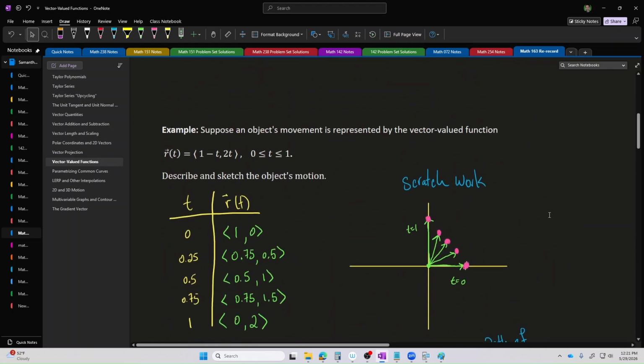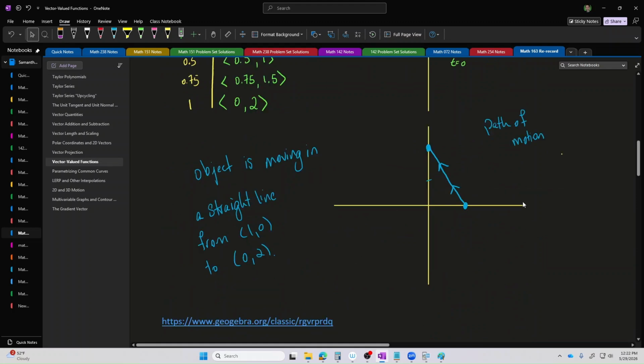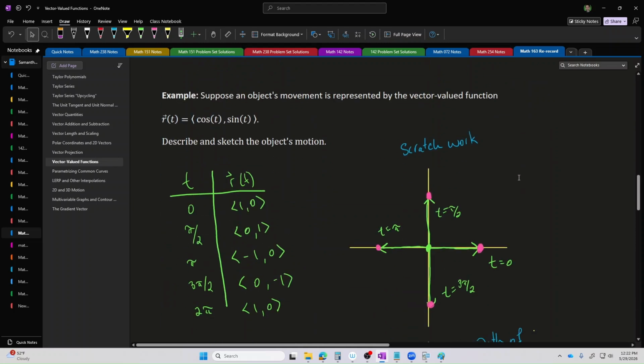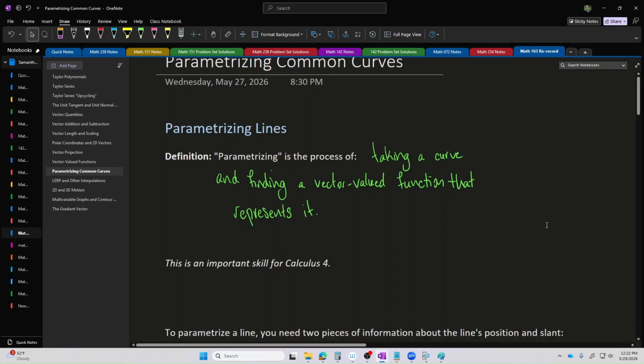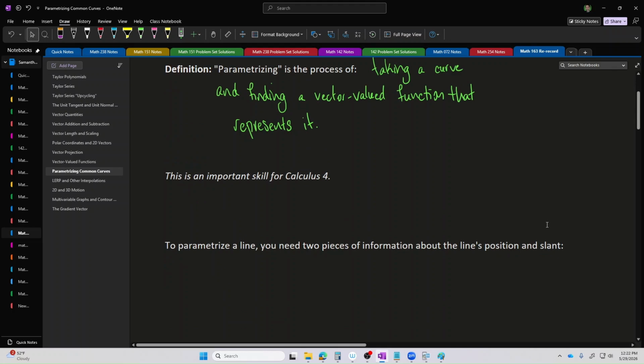In this vector-valued functions lesson, I gave you a vector-valued function, and I asked you to generate the corresponding path. What we're going to do here is the exact opposite. I'm going to give us a path, a curve, a line or line segment, and we're going to have to find the vector-valued function that corresponds to that. And this is going to be a skill that you use quite often, particularly if you're planning to take Calculus 4.